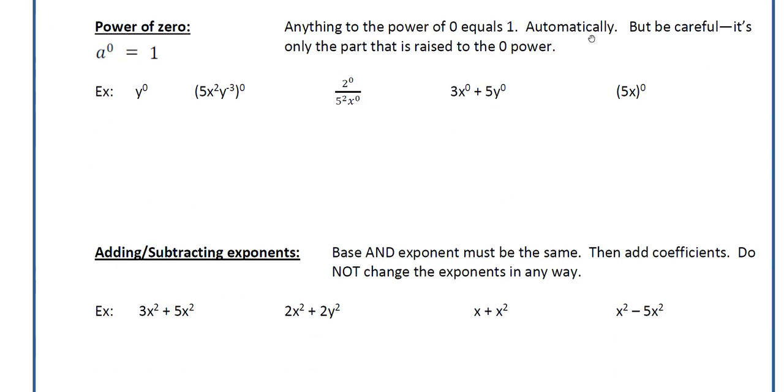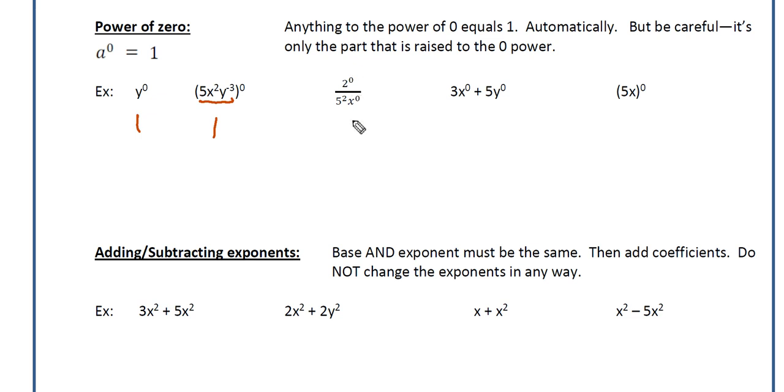All right, power of 0. Anything to the power of 0 equals 1. So if we say anything raised to the 0th power, that's 1. So there's our example there. That's just demonstrating the rule. So obviously y to the 0th, that's just 1. This whole quantity, doesn't matter what it is. It could be a billion raised to the 0th power. It's still just going to be 1.